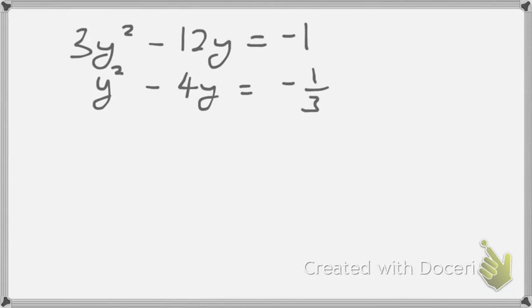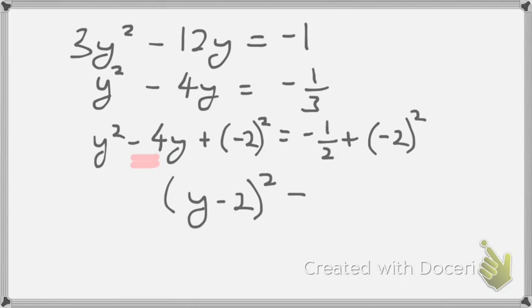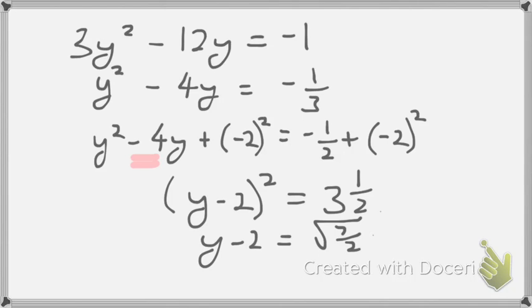And then I do exactly the same thing as I did before. So I take the number in front of y, which happens to be the same. I halve it and square it and add it to both sides. Okay. That is a perfect square. Square root of both sides. 3.5 is actually 7 halves, so I'm going to write it like that. Plus or minus, and then I add 2. And again, those are my solutions.